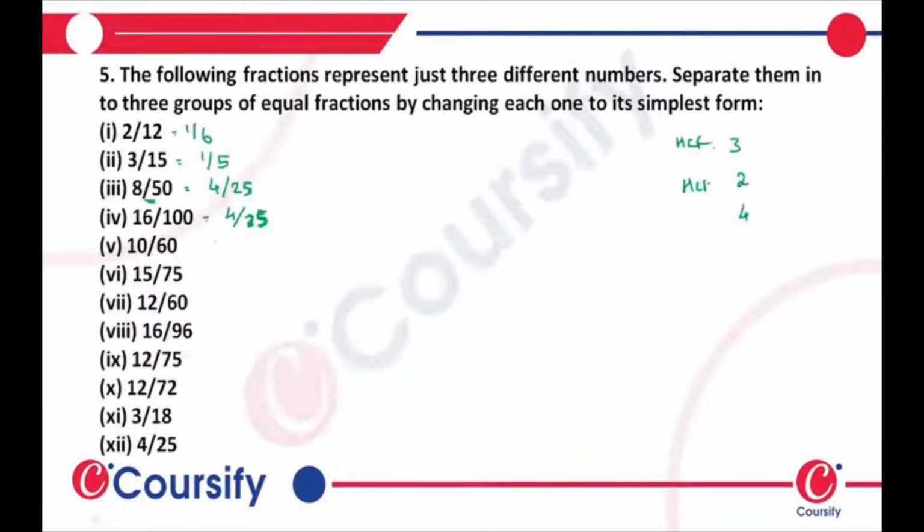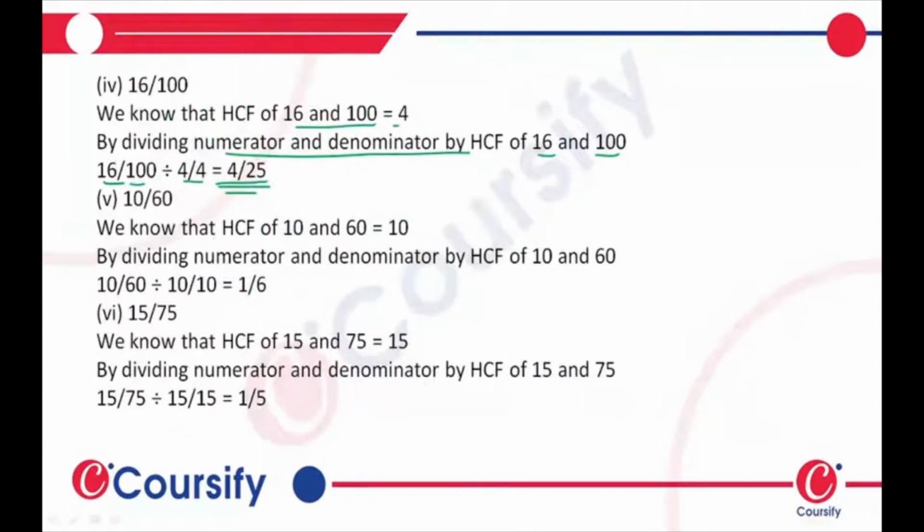Now moving on to the next question. 10 and 60. So the HCF of 10 and 60 is 10. It's clearly evident, because 10 times 6 is equal to 60. So when we divide using the HCF, we get 10 by 10 is equal to 1, and 60 by 10 is equal to 6. Okay, so 1 by 6 is what we get. So let's see, the HCF of 10 and 60 is equal to 10. So by dividing the numerator and denominator by the HCF of 10 and 60, we get 10 by 60 divided by 10 by 10, that is equal to 1 by 6. Okay, we get the answer as 1 by 6.